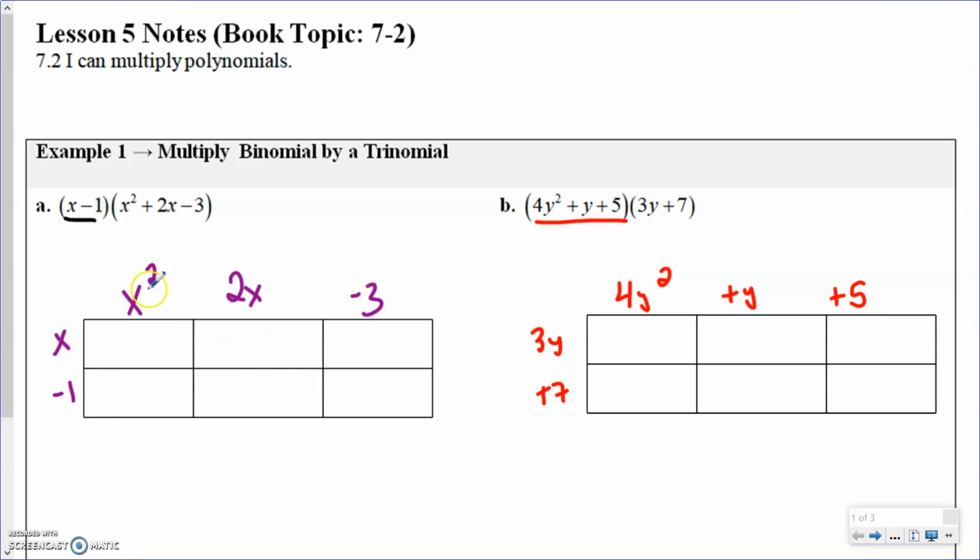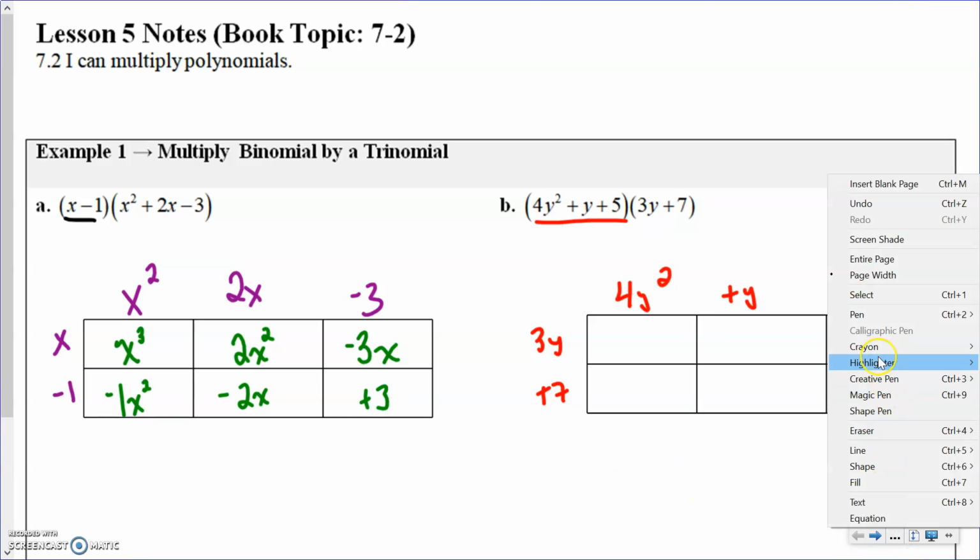So x times x squared gives me x to the third. x times 2x is 2x squared, and x times negative 3 is negative 3x. Across the bottom, negative 1 times x squared is negative 1x squared. Negative 1 times 2x is negative 2x, and negative 1 times negative 3 is a positive 3.